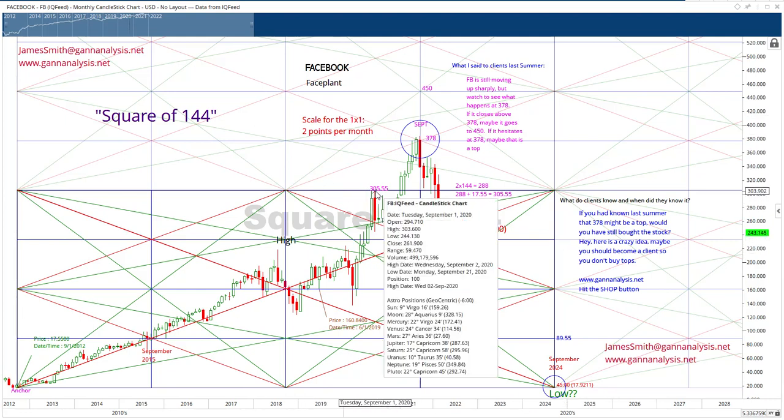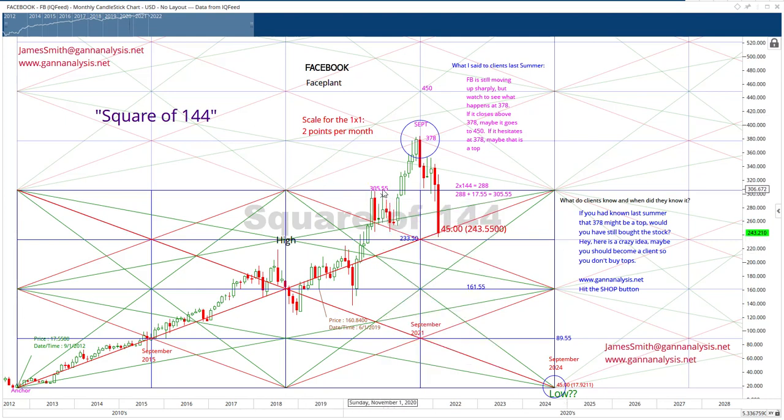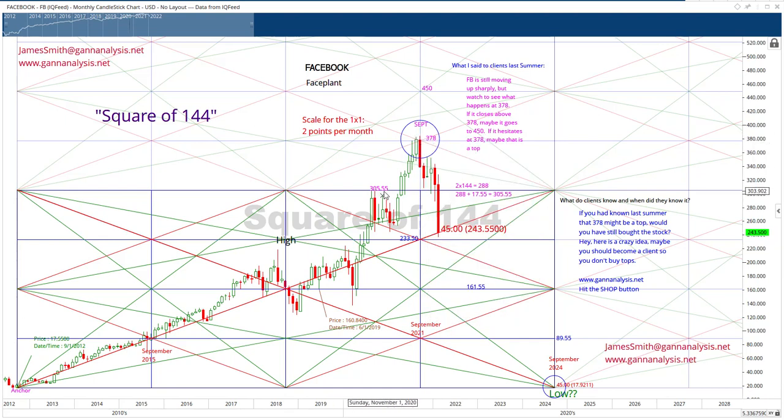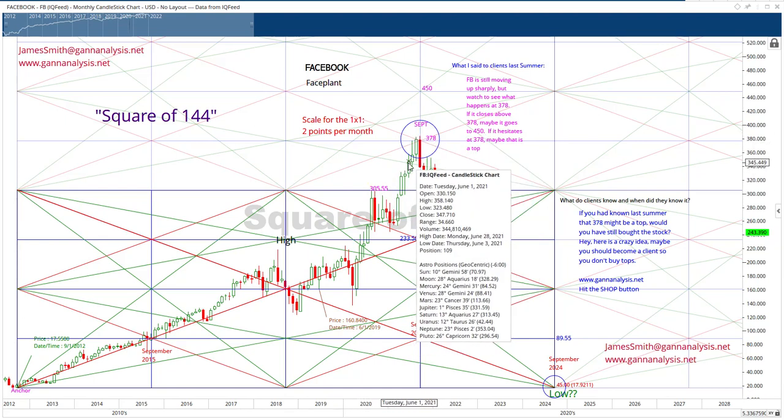This 305.55 was the completion of the square in price. And this will be the completion of the square in time. And even though we rallied above, the square is still useful because you can put a second square on top of the first square. So, like I said, half of 144 would be 72, so this is just 72 points up from 305. It's pretty cool, eh?